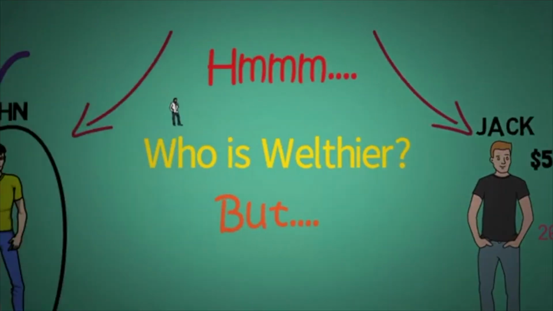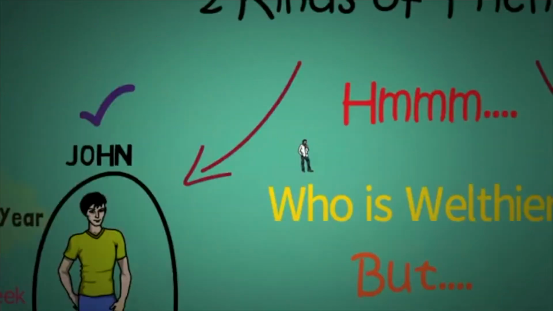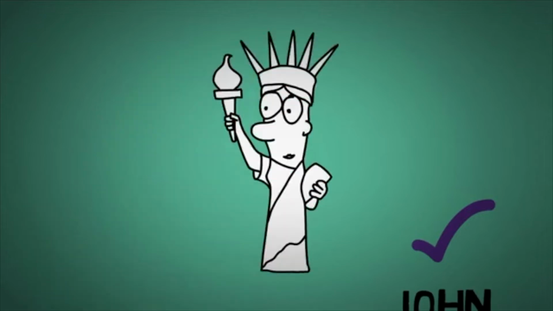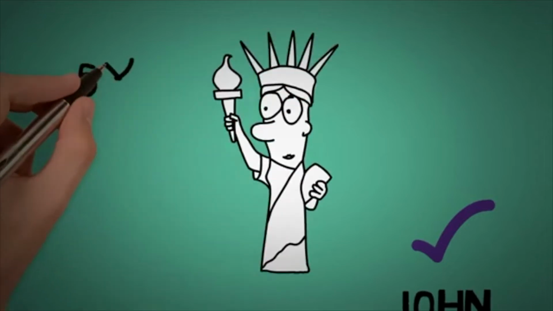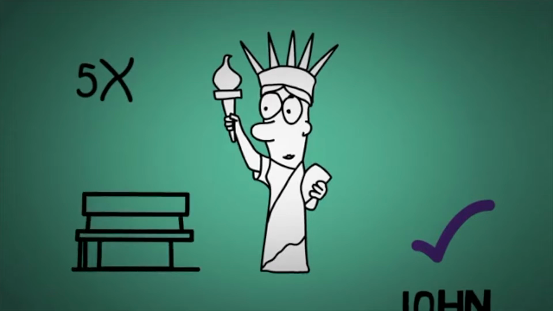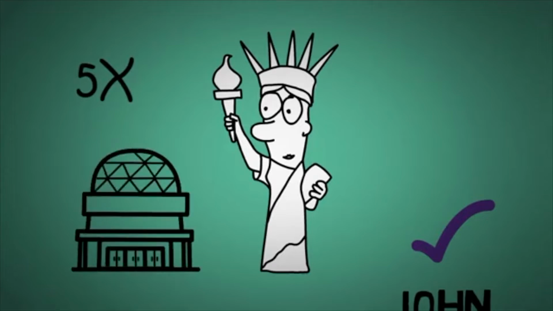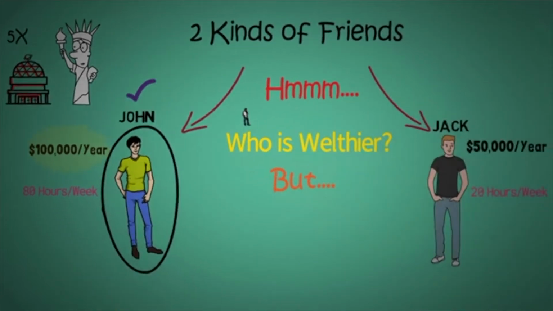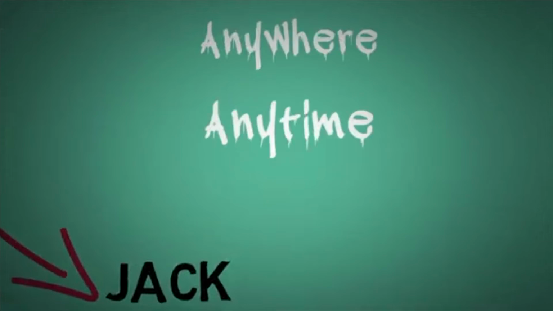And let me provide you more information here. John lives in New York, and he pays for rent 5 times more than the city that Jack lives in. He is also stuck in the company that he works for, where he can't leave the city because that's where his job is located. Jack, on the other hand, can work from anywhere, anytime, and with anything.